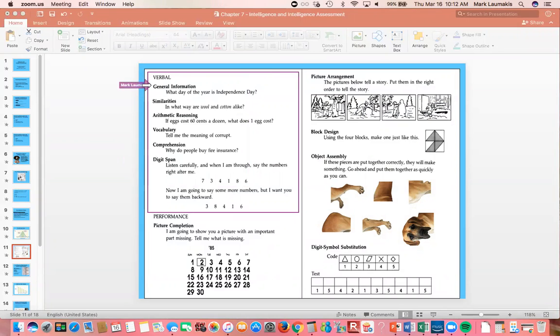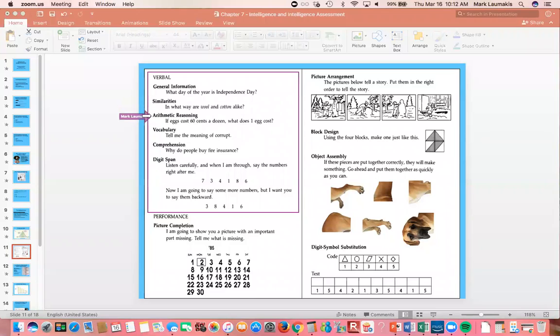What day of the year is Independence Day? That's a general information question. Similarities. These are scored 2, 1, or 0. You respond to the question, in what way are wool and cotton alike? A 2-point answer might be they're materials that could be used to make clothing. A 1-point answer might be, well, wool and cotton are alike because they both have 2 O's in the word. A 0-point answer might be wool and cotton are alike because they're things in the world. That's really not anything, right?